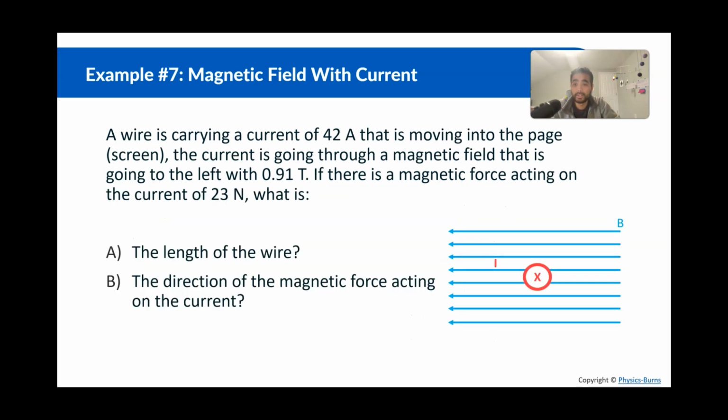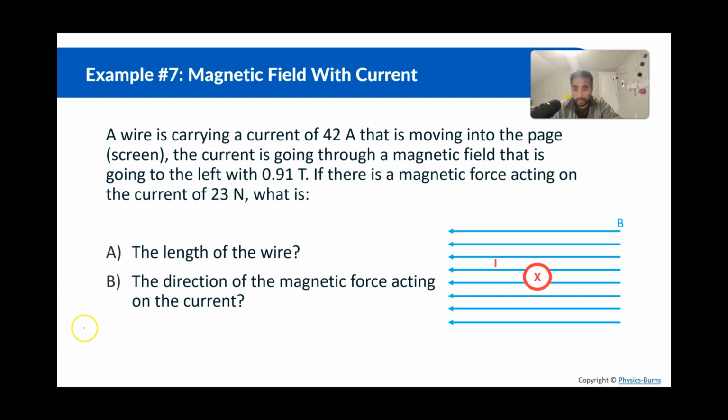Alright, moving on. A wire is carrying a current of 42 amps that is moving into the page. So the current is going into the page. And the current is going through a magnetic field that is going to the left with 0.91 Tesla. If there is a magnetic force acting on the current of 23 newtons, what is the length of the wire?